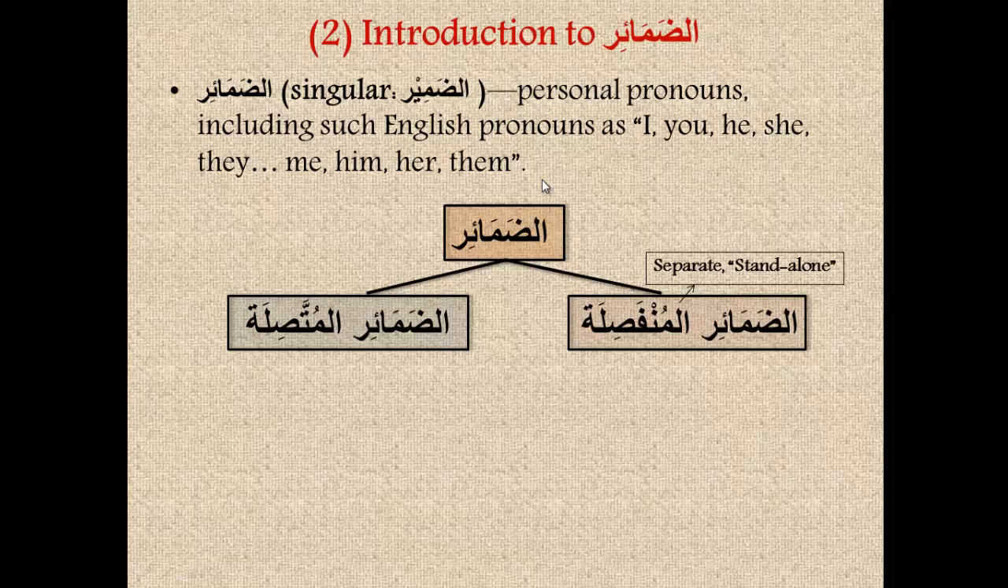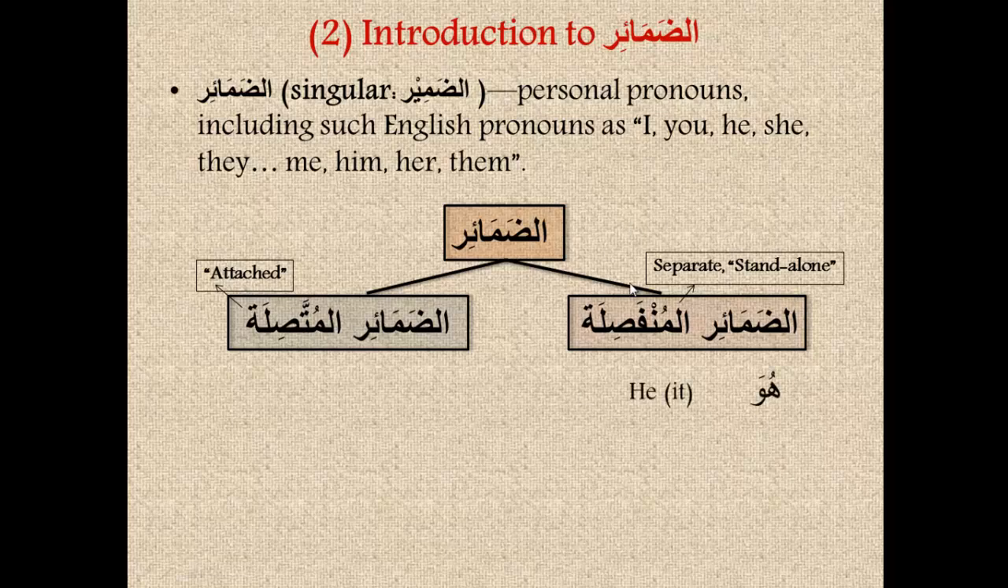Al-munfasila means separate or detached. Ad-Damaa'ir al-munfasila are what I would call standalone pronouns. These are pronouns that are not attached to any other word. They exist as standalone units. In contrast, ad-Damaa'ir al-muttasila are attached pronouns. That's what the word al-muttasila means. These are pronouns that are joined or annexed to other words. So I have some examples here.